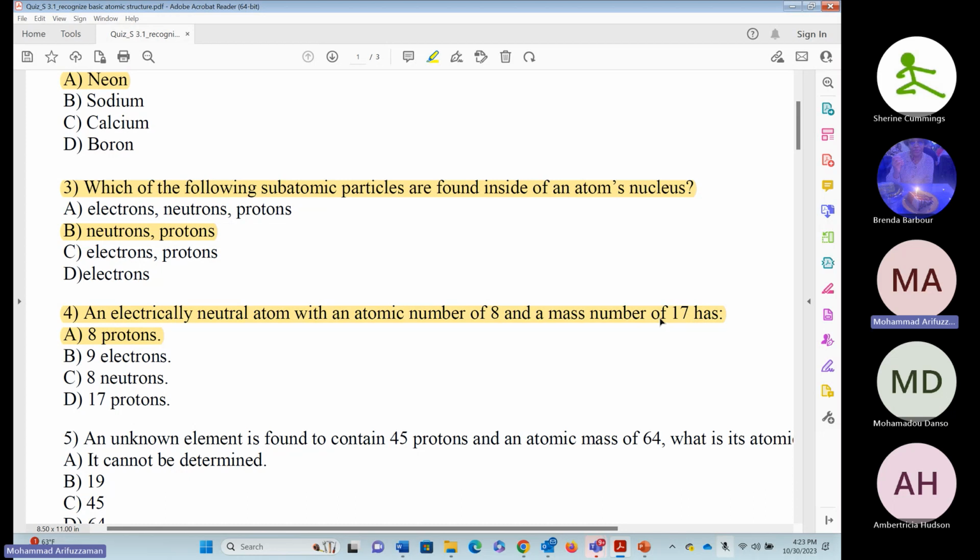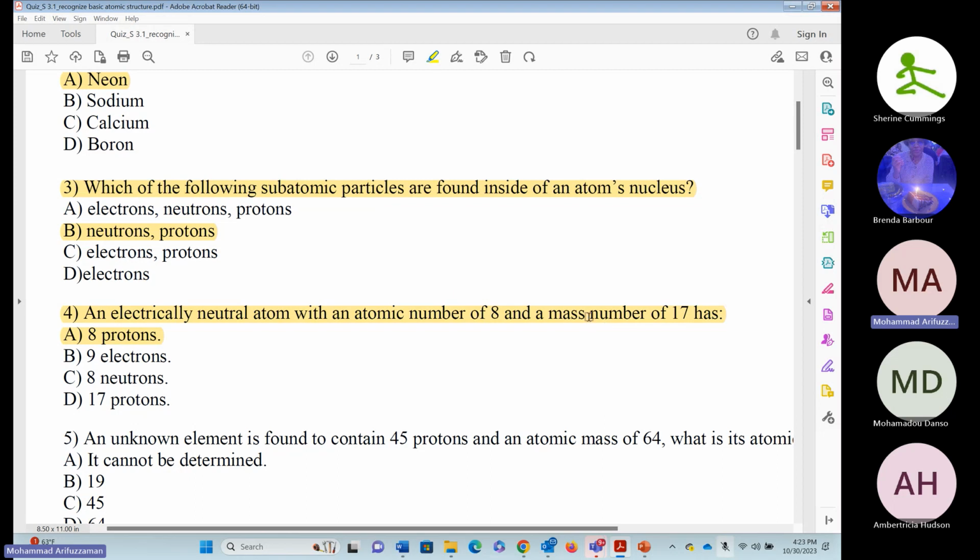What is mass number? Protons and neutrons. You know the number of protons is 8, and you know the mass number. Can you calculate the number of neutrons? 9. But option C is 8, so this is incorrect. Now D is incorrect, 17 protons, because the 17 represents the mass number.